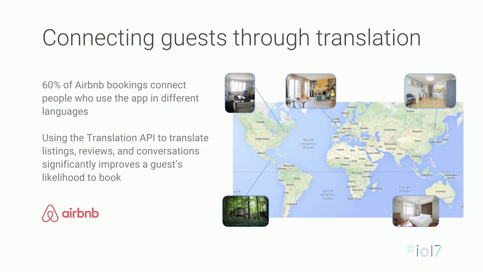And one company that's doing that is Airbnb. What you might not know about Airbnb is that 60% of their bookings are between people that use the application in different languages. They're using the Translation API not only to translate the listings, but also to translate the reviews and conversations. And they found that using the Translation API has significantly improved a guest's likelihood to book.